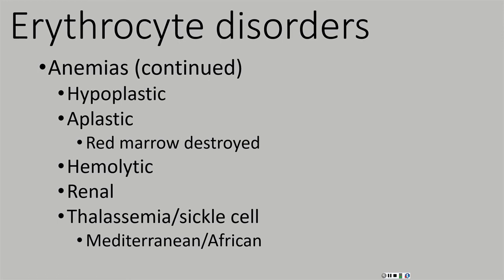Renal anemia is when you have some sort of kidney disorder. We will actually see this a lot on people on dialysis, but if your kidneys are not functioning correctly, oftentimes they will not make EPO, erythropoietin. And we saw last time that's what stimulates erythropoiesis.